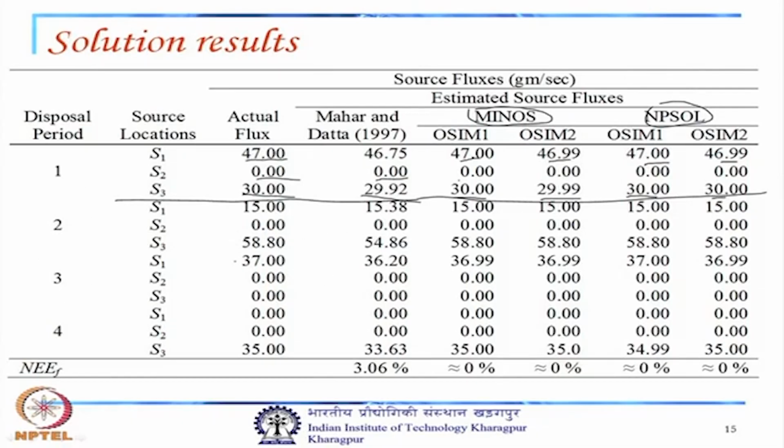And for period 2 also the values are almost matching. Period 3 it is almost matching, period 4 both the methods are matching. In the case of NP sol, OSIM2 is performing better.